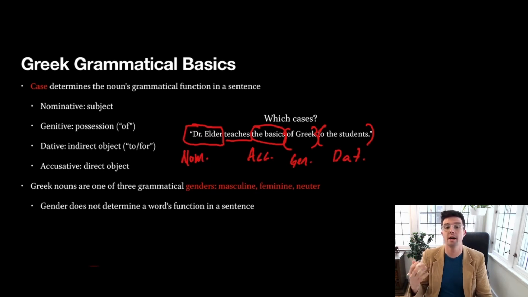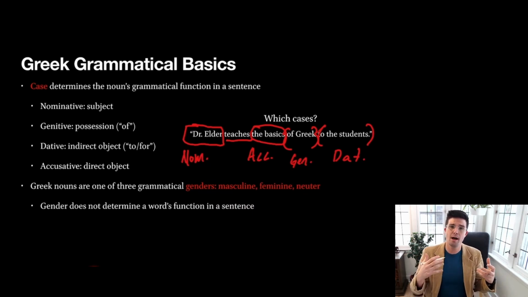So the other thing we need to note besides case at this point is that Greek nouns have one of 3 grammatical genders. Those genders are masculine, feminine, and neuter. And note that these are not biological or gender as we would think of gender, but they simply refer to the grammar of a sentence.